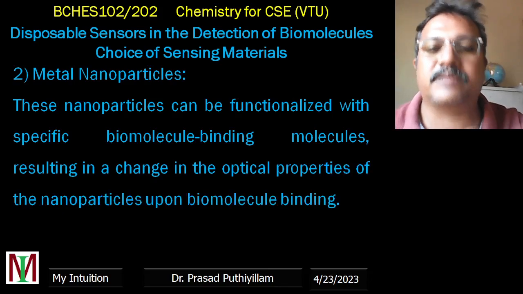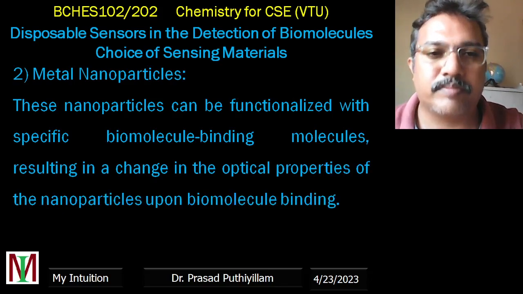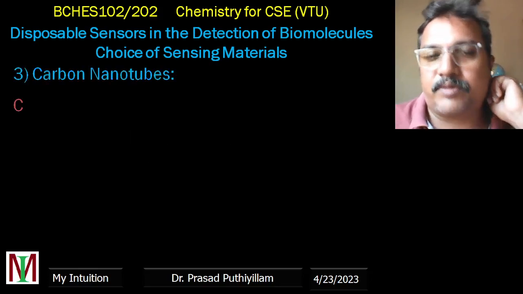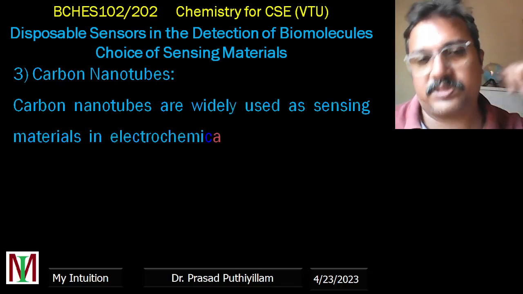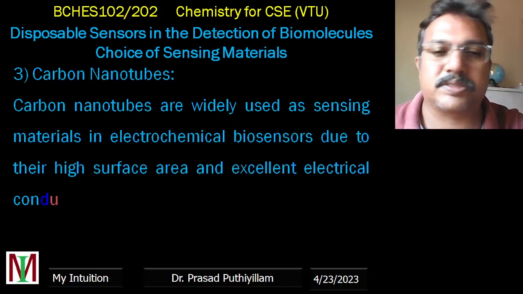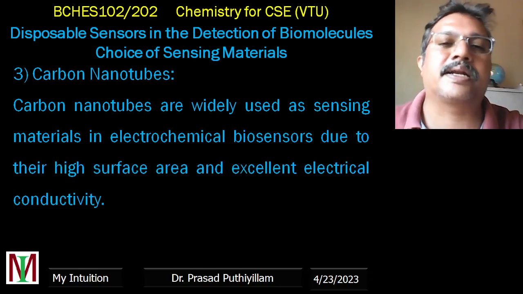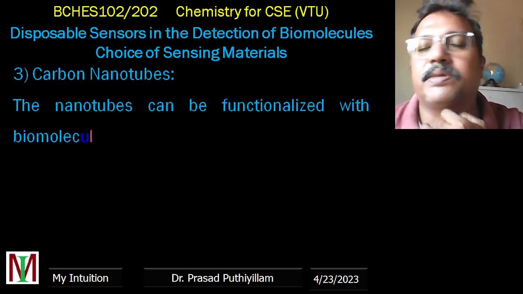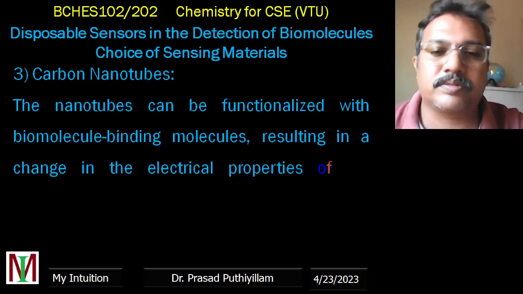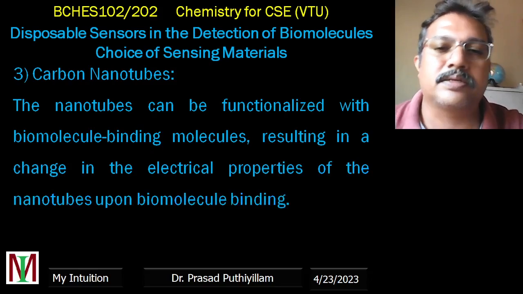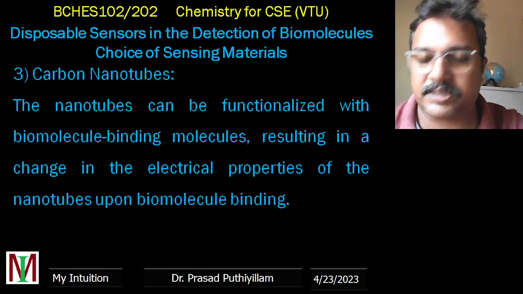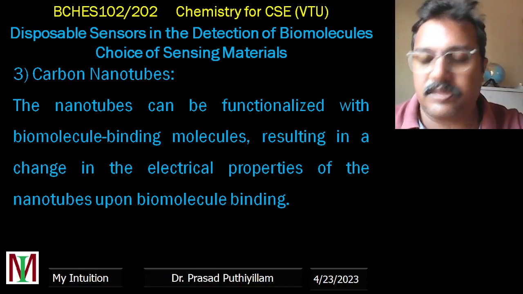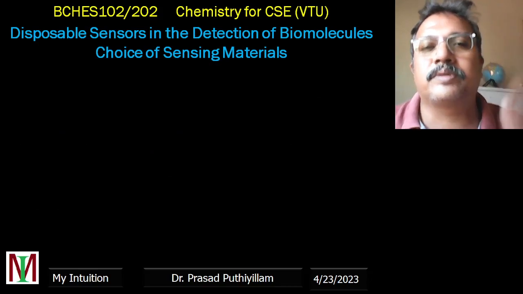That is the reason why we are using metal nanoparticles like gold, silver, and platinum. Carbon nanotubes are also widely used sensing material in electrochemical biosensors due to the high surface area and excellent electrical conductivity of carbon nanotubes. They can also be functionalized. So there is again another criterion which is required: the property of functionalization should be there. Then the required biomolecule can be attached to sense the biomolecule which you want to sense.